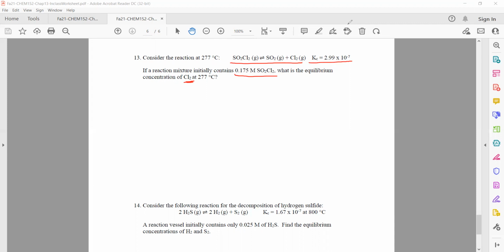Okay, so the two things I would recommend doing to start any of these problems, which is true for really any equilibrium problem, is write out the chemical reaction and then write out the K expression. And so I'm just going to start by rewriting the chemical reaction. So SO2Cl2 gas is in equilibrium with SO2 and Cl2.